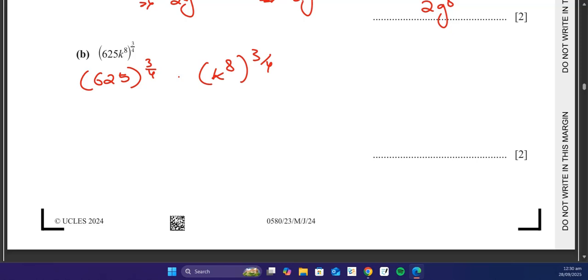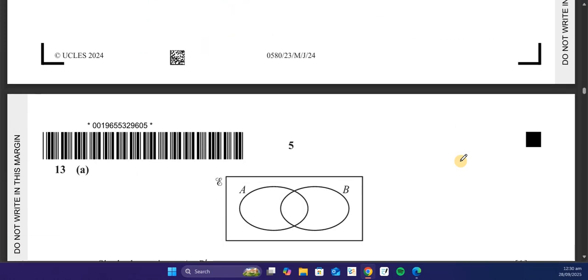So 625 to the power of 3 over 4 would give us 125, and k to the power of 8 multiplied by the power of 3 over 4 would give us k to the power of 6, and that would be our final answer, 125 k to the power of 6. Pretty simple, pretty standard questions.